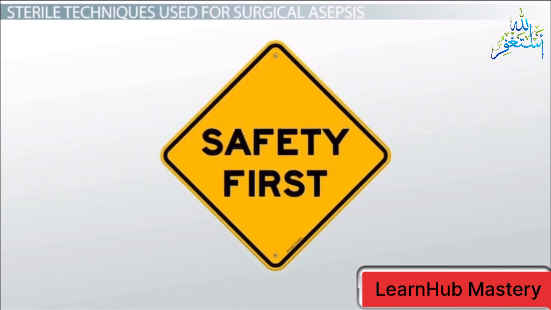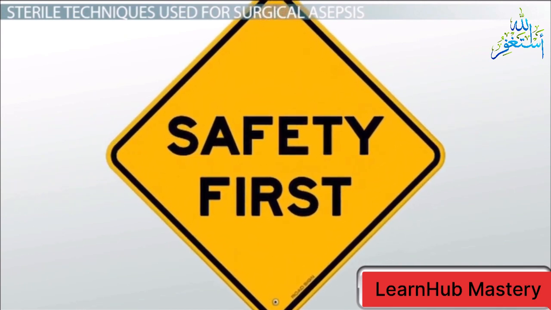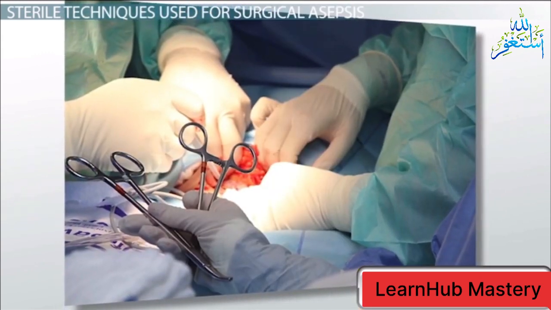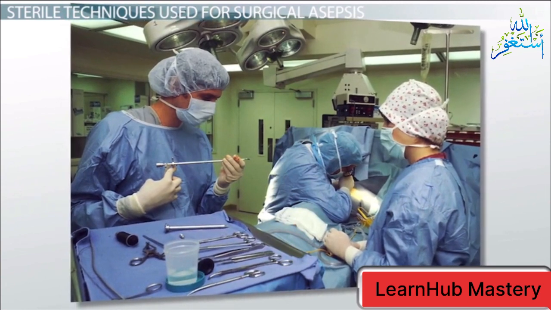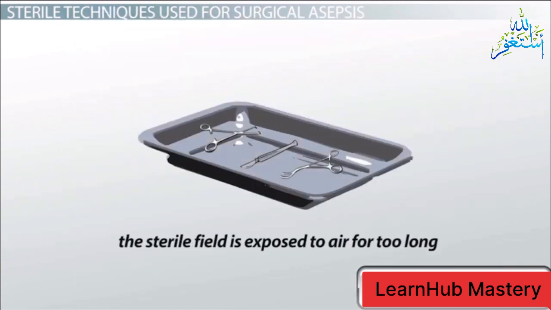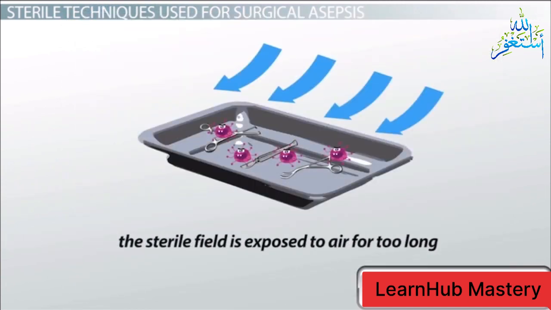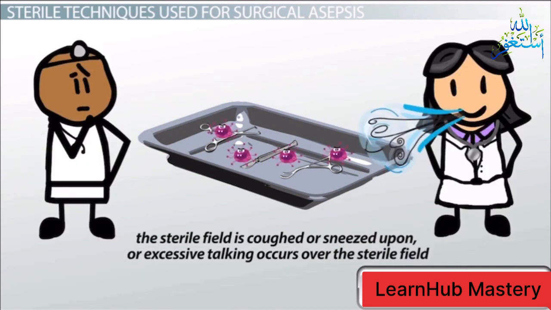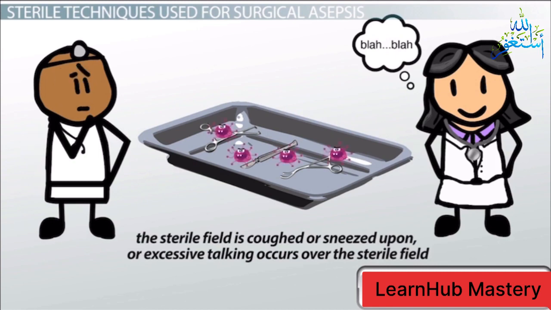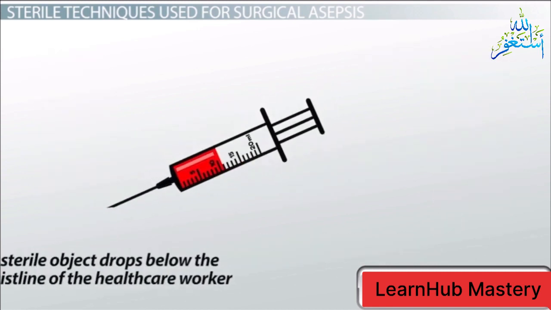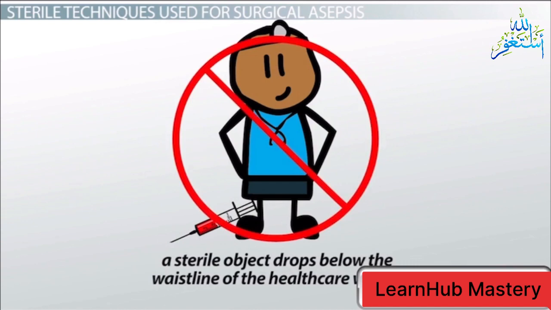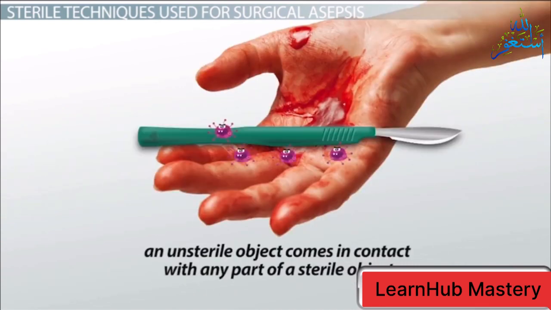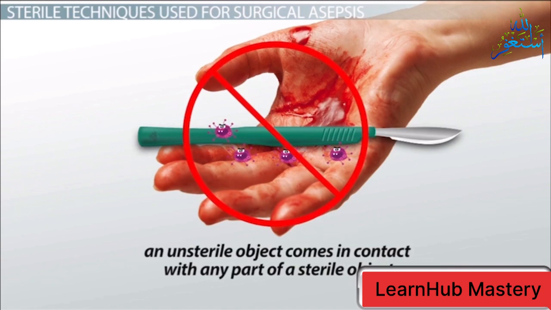If any of the following occur, it is considered a breach in the surgical aseptic technique. The area is considered contaminated, and the whole process must be started from the beginning. The sterile field is exposed to air for too long. The sterile field is coughed or sneezed upon, or excessive talking occurs over the sterile field. A sterile object drops below the waistline of the healthcare worker. An unsterile object comes into contact with any part of a sterile object.